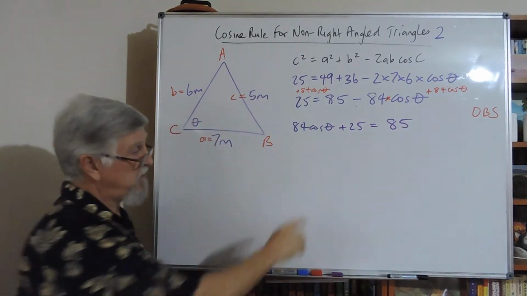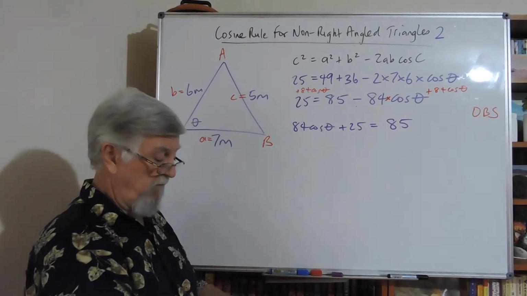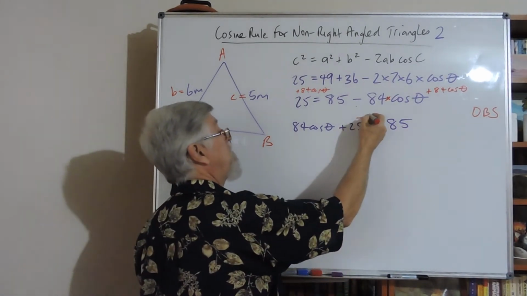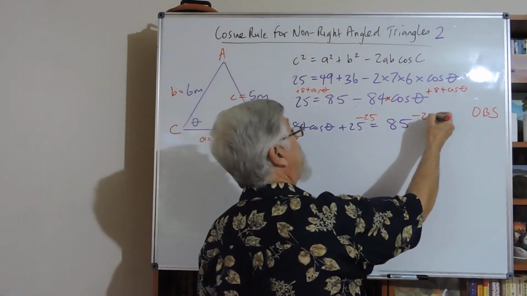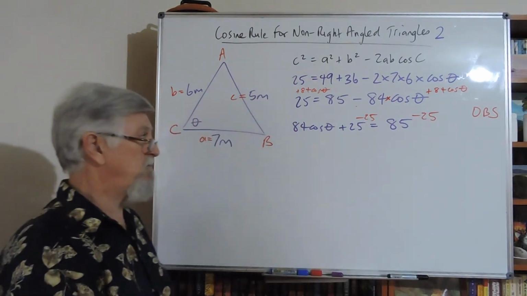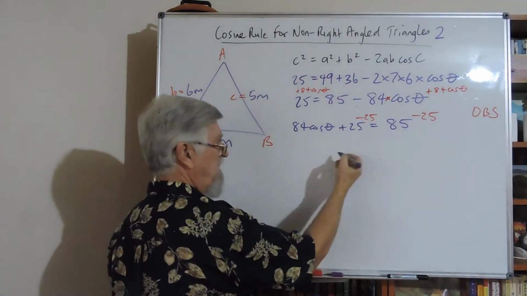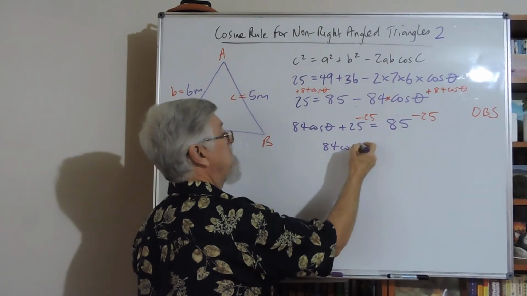Now I want to get this by itself, so how do I get rid of the plus 25? If I take 25 from this side, I take 25 from that side, so the opposites both sides, the opposite of plus 25 is that. We've got 84 cos theta.